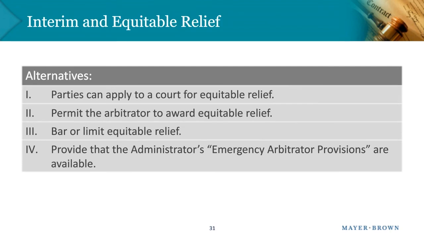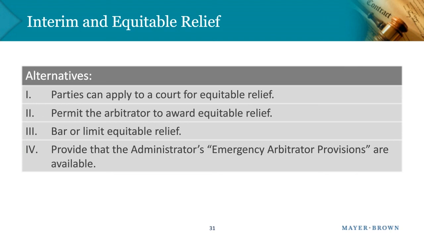The final item on our arbitration clause checklist addresses interim and equitable relief. We've talked about these options in the context of some of the strategic decisions that have to be made by the parties during the course of an arbitration. The alternatives include a provision that would allow the parties to apply to a court for equitable relief to protect their rights under the agreement. Another option is to permit the arbitrator to award equitable relief. You can have a provision that bars or limits injunctive or equitable relief. And finally, you can provide that the administrator's emergency arbitrator provisions will be applicable.